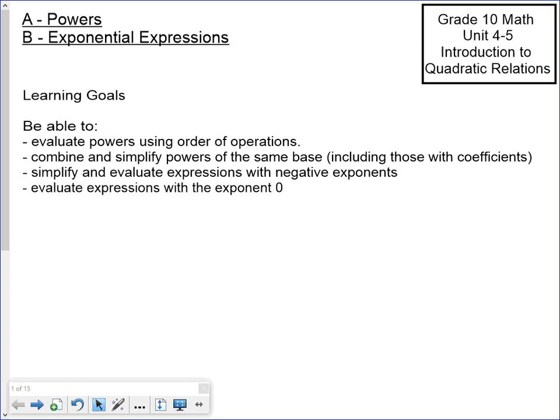And then some new stuff here is the last 2 points: simplify and evaluate expressions with negative exponents, and evaluate expressions with the exponent 0. So I think this might be split into 2 videos. We'll do working the operations with exponential expressions first, and then we'll get into this stuff on negative exponents and exponent 0 in the second part, or the second video here.